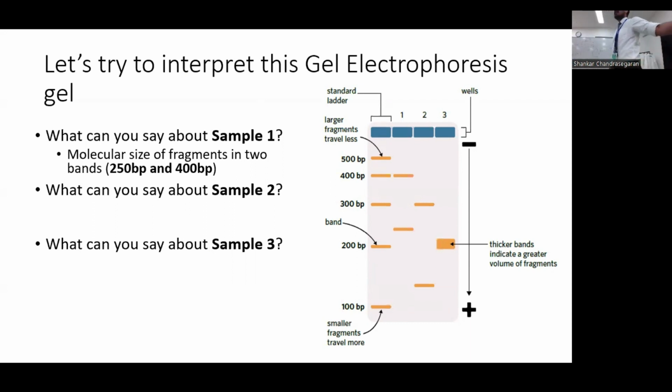So can I get Emelinda, what can you tell me about the sample 2? What are the fragments?